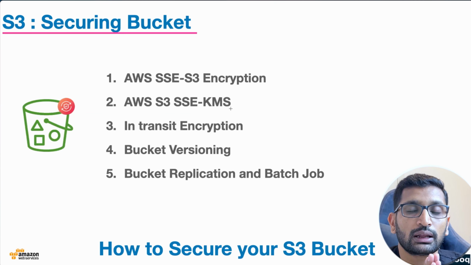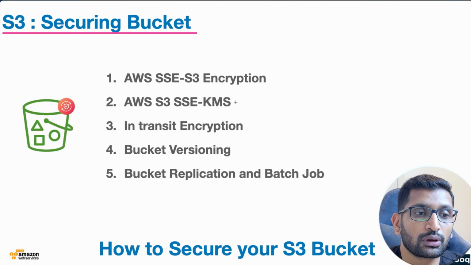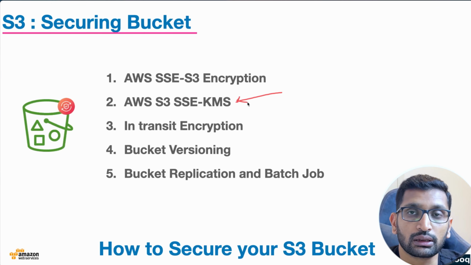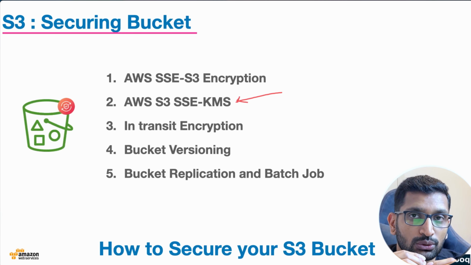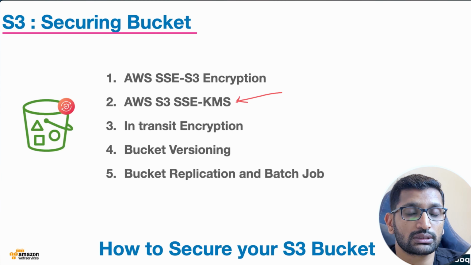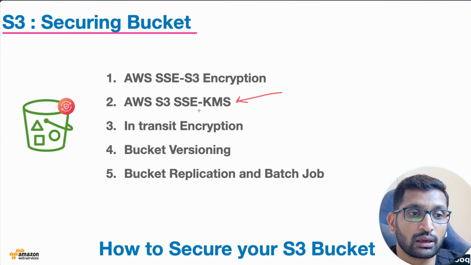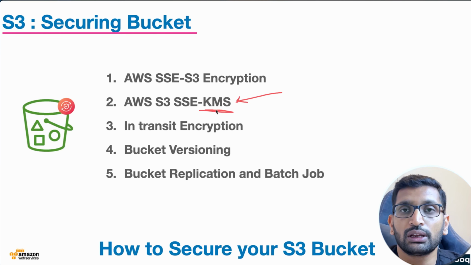Now let's move further and see the next option. The next option I'm talking about is the KMS key encryption, which is SSE-KMS, for your S3 bucket. In this option, you create your own cryptographic key, which we call a KMS key in AWS. Once you create those keys, you use them to encrypt the data present inside your S3 bucket. So whatever data you upload onto your S3 bucket will be encrypted using that particular KMS key.